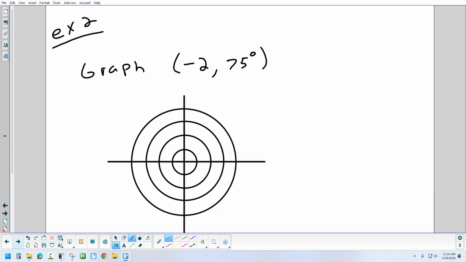Let's try this one. -2, 75 degrees. What's going to be my distance from the origin this time?